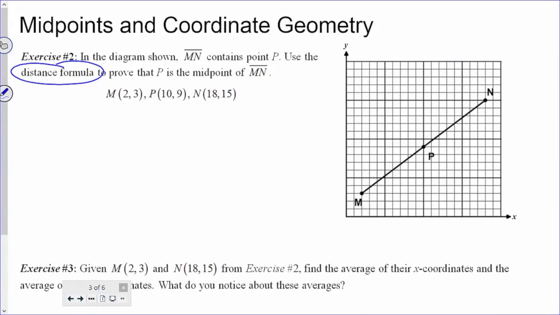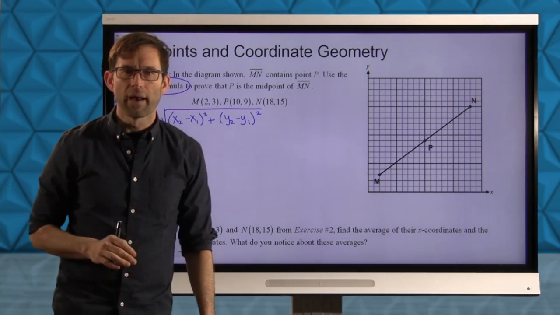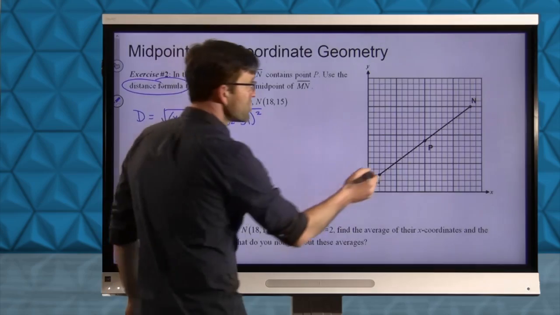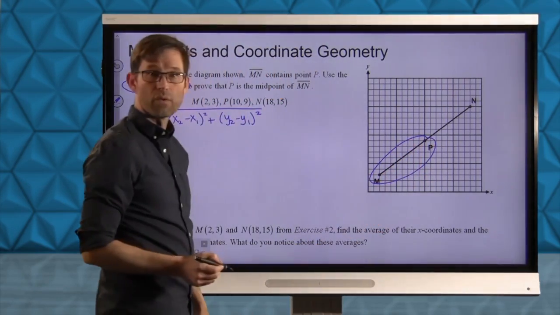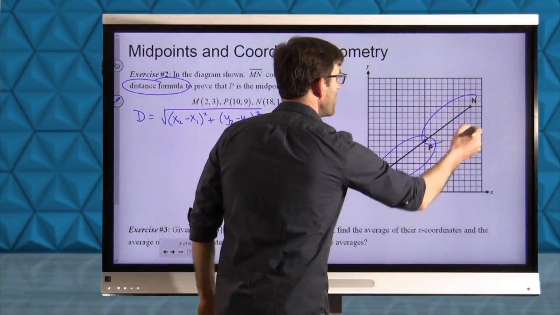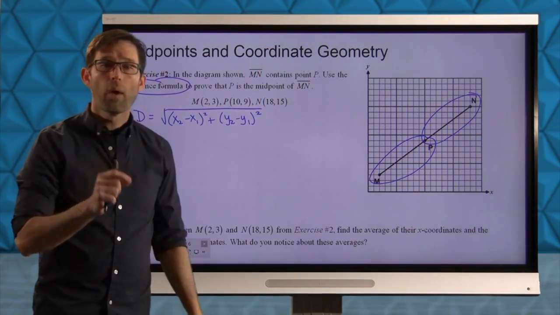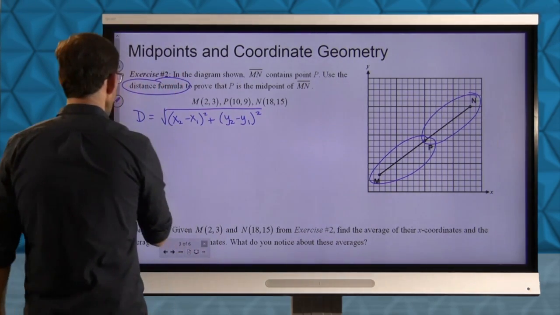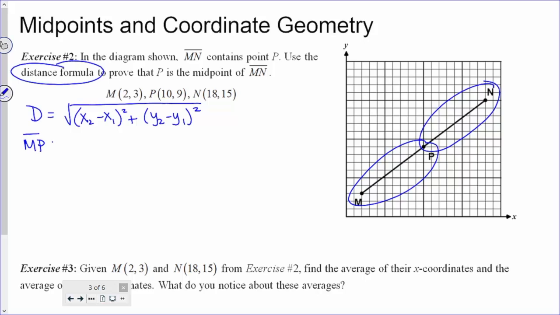The distance formula is the square root of x2 minus x1 squared plus y2 minus y1 squared. So if you think about it, the way that we can prove that P is the midpoint of MN is by showing that the length of MP is equal to the length of PN. Why don't we do MP together, and then you can do PN on your own, all right? So let's do MP.